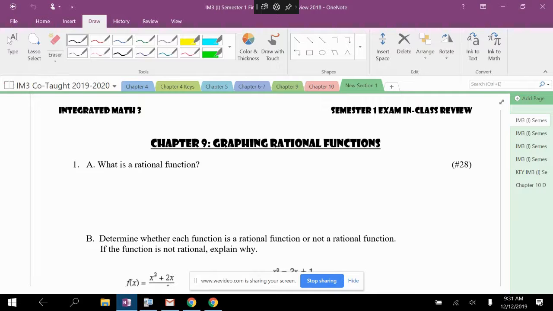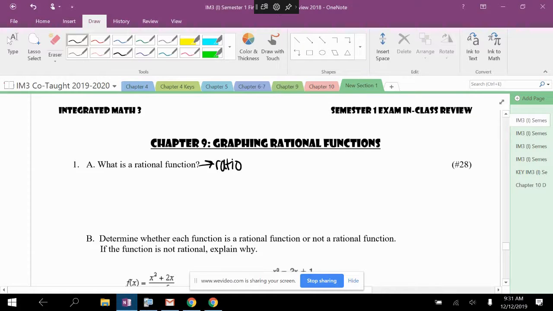Okay, so what is a rational function? This is what you just took a test on. A lot of you did very well on this last test. What is a rational function? Remember, that's a ratio, right? If you have something like x over 5x, that's going to be a ratio. So I'm just going to put ratio.